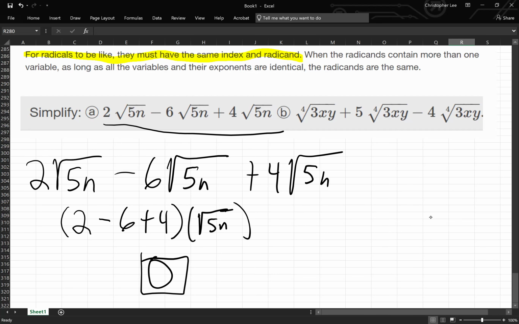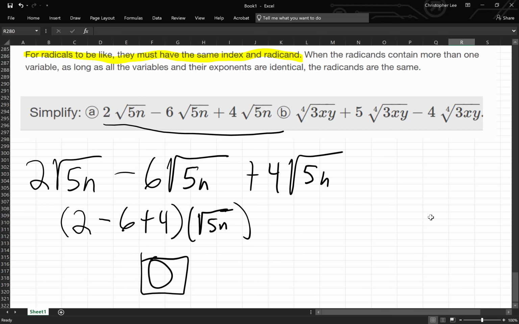Questions on this? So they have the same variables: square root 5n, square root 5n, square root 5n. So we're just adding straight across. 2 plus -6 is -4, and -4 plus 4 is 0. And you know anything times 0 is 0, right? So that's why I just put 0 at the end. But technically speaking, it's 0 square root 5n. Technically speaking.